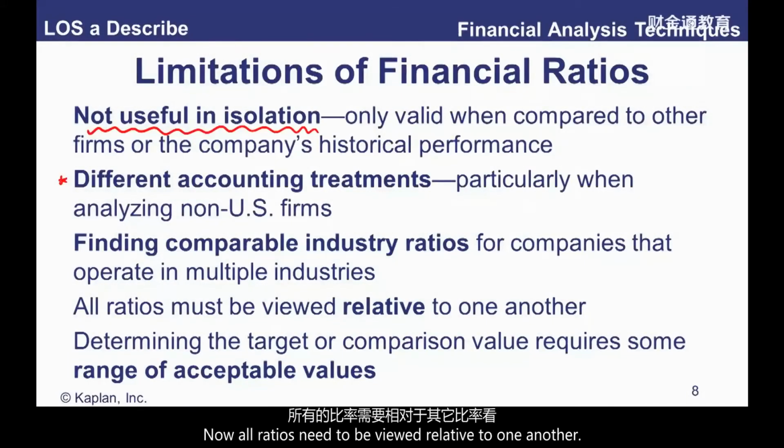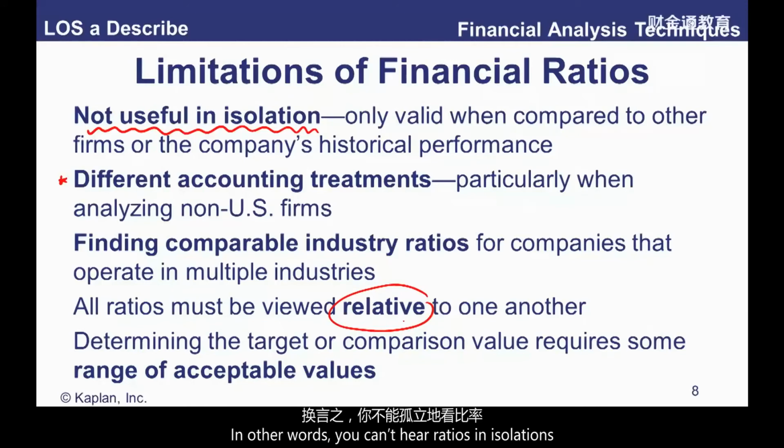Now, all ratios must be viewed relative to one another. In other words, you can't view a ratio in isolation. If one ratio is going up, one ratio might be going down. What is that telling you about the big picture? Now we're going to see looking at ratios in relation to one another when we start to look at DuPont analysis in particular a little later.